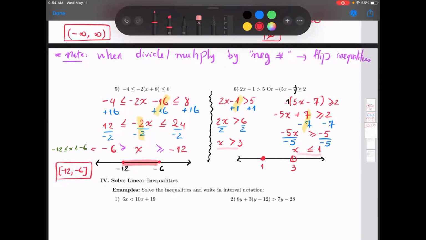Okay, right. So one thing at a time. x is greater than 3, so that means 3 to the right. And then the second statement says x is less than or equal to 1, so 1 to the left. And because it's an or, whatever you see highlighted on the number line, that's your solution. So the solution will be from negative infinity to 1, bracket at 1, union, what? From 3 to infinity, parenthesis at 3.